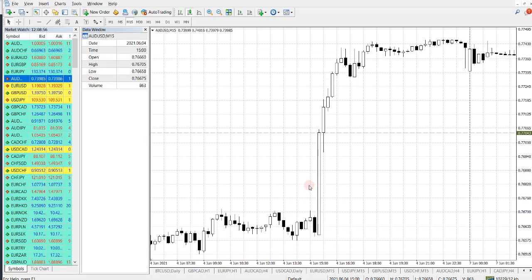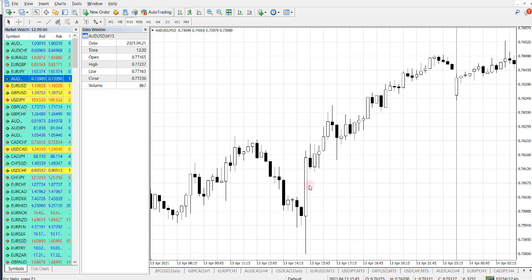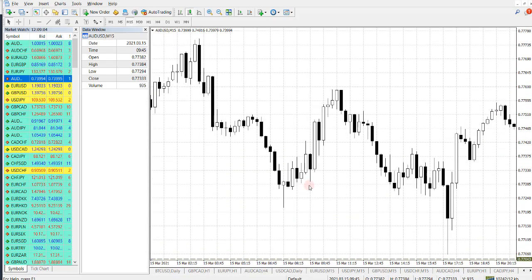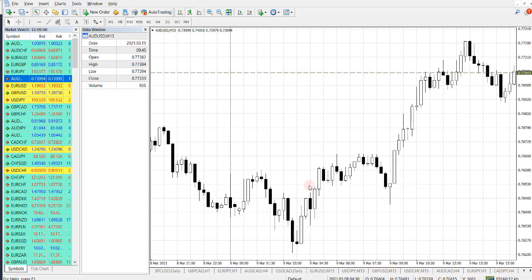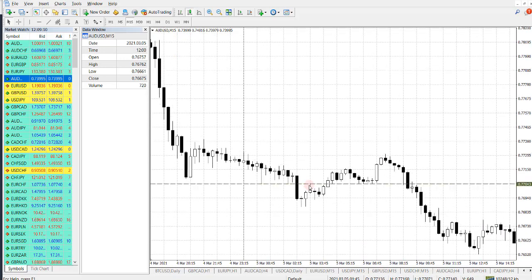So let's go to March 5. I just want to show you one more so you can see when we trade and when we don't trade. This is the 5th of March.